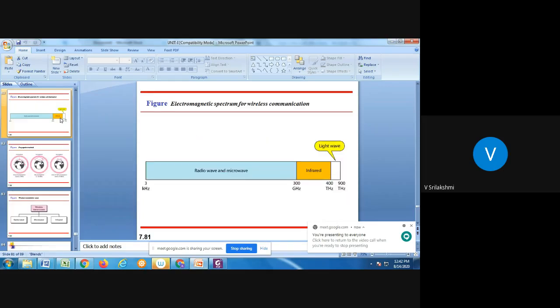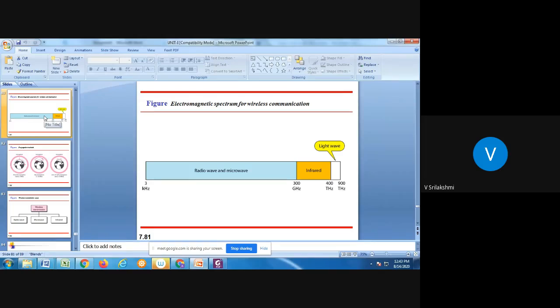The next one we have is infrared. Infrared waves fall under the frequency range of 300 gigahertz to 400 terahertz. Where are you going to use infrared waves? Mostly for televisions. I think all of you know the TV remote. Yes, the TV remote uses infrared technology.